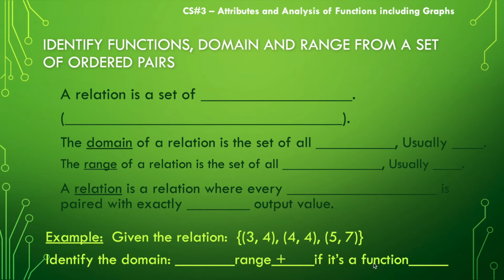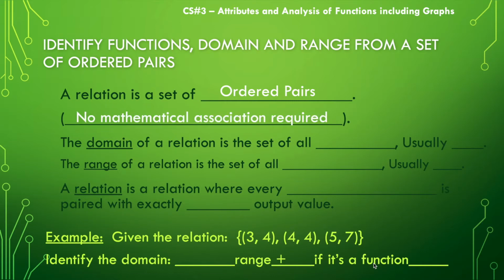All right, so let's talk a little bit about what a relation is. We talk about this mathematically as a set of ordered pairs. So we are relating two things in some way, but the relationship does not have to be mathematical. You could have a set of ordered pairs that relates a jersey number from the Atlanta Braves to the last name, but there's no mathematical association there. So a relation does not have to have any kind of mathematical association.